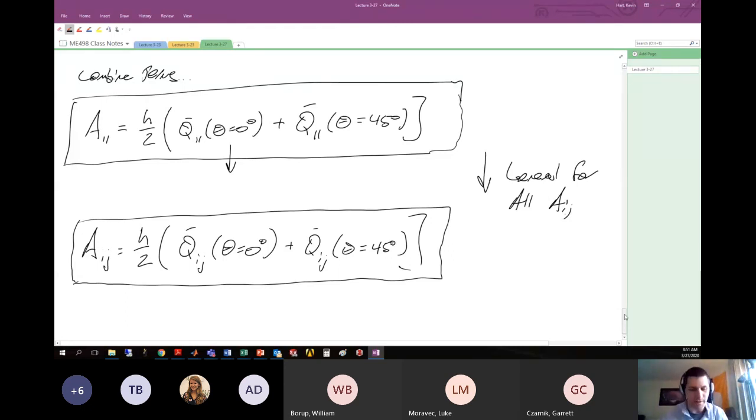We'll pick this up on Monday and do the rest of this, calculating the B matrix and the D matrix for this particular laminate. All right, that'll be it for today.